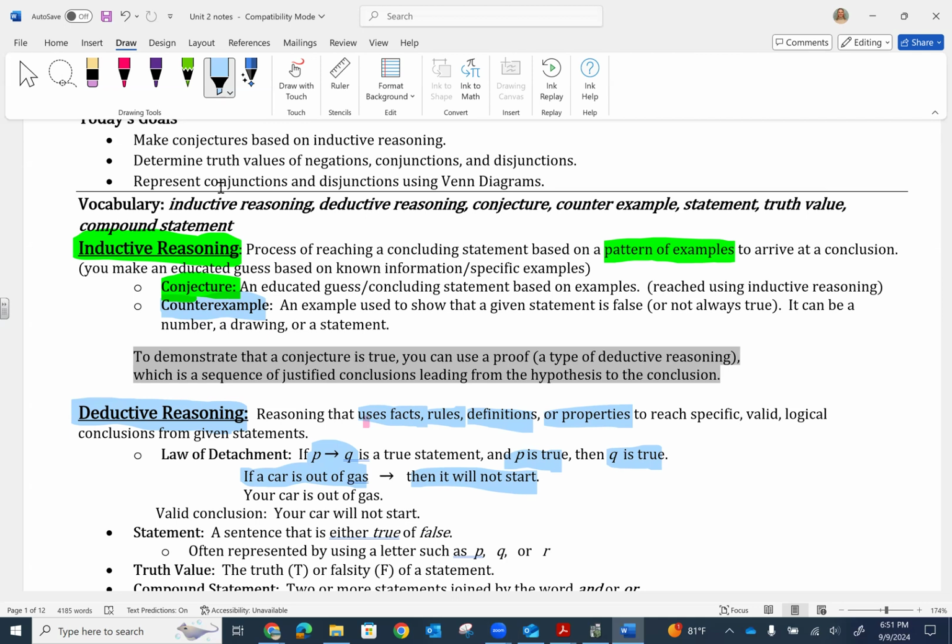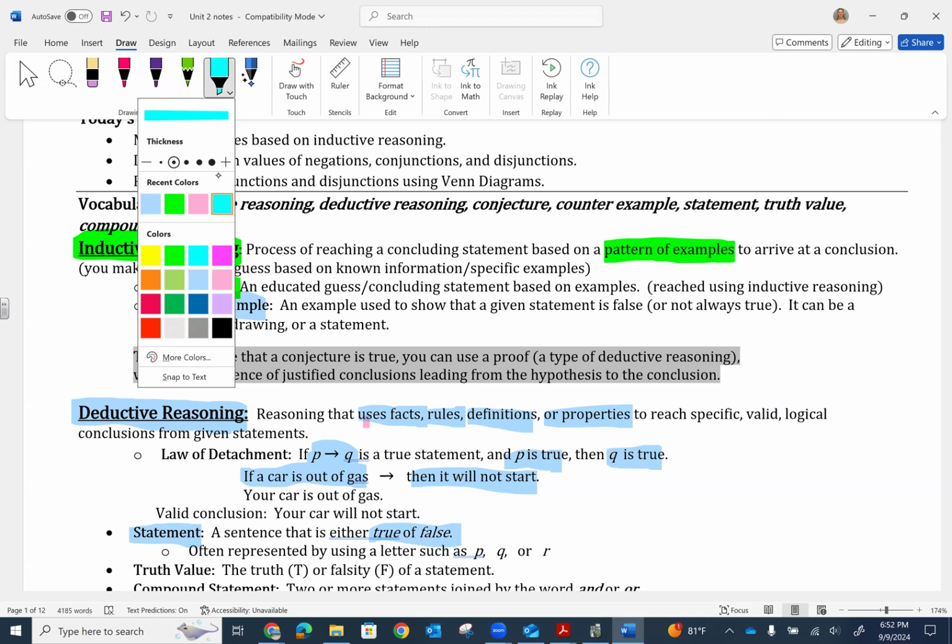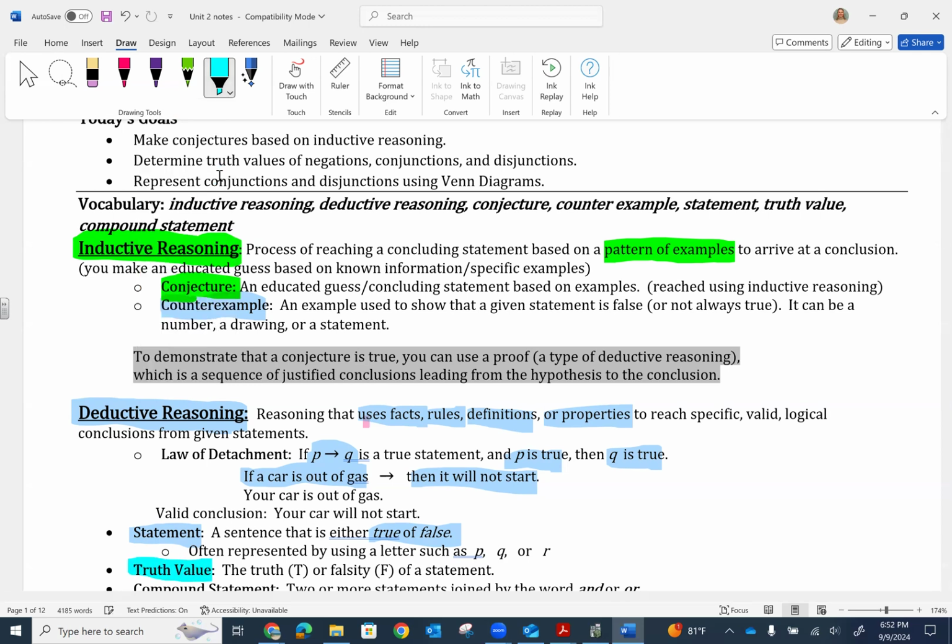So inductive is just looking at examples and trying to generalize what you see. Deductive is specific logical steps, rules, definitions, and properties. This is what we're going to do when we actually do proofs. You can make statements, and they may be true or false. If you walk under a ladder, it's bad luck and you're always going to have bad luck. No. If you break a mirror, no, that's not necessarily true. There are statements, and they could be either true or false. The truth value is whether they are true or false.